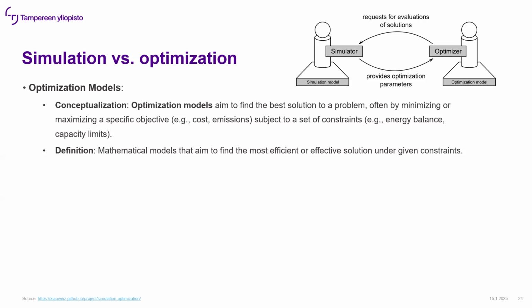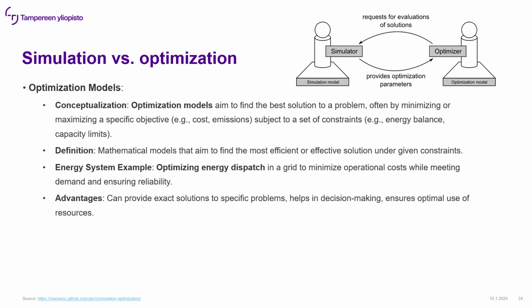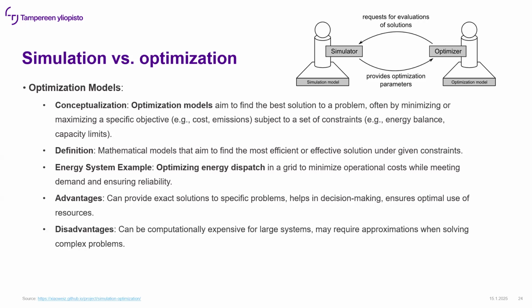So these are mathematical models that aim to find the most efficient or effective solution. And what that means is that you have to be able to devise a cost function for the optimization. Otherwise, it doesn't work. My cost function was the cost of the system. Advantages: it can provide exact solutions to specific problems. It can be computationally expensive. Now it was a matter of seconds, but in real life optimization cases, it can be a matter of hours or even days.